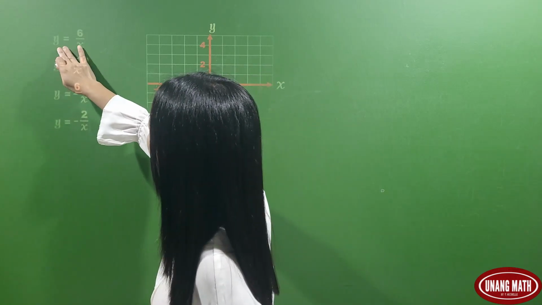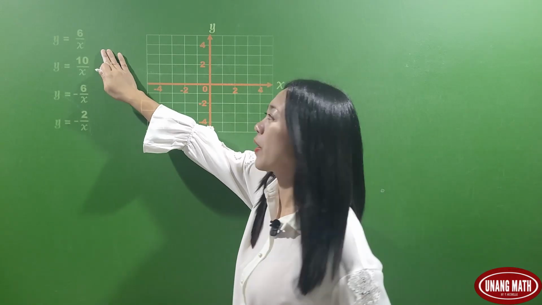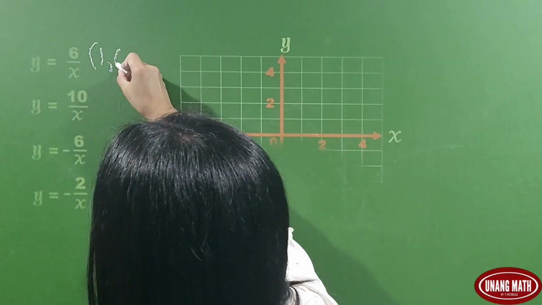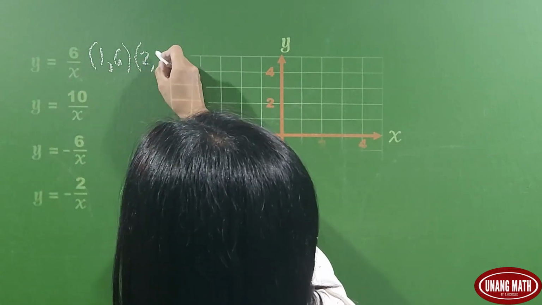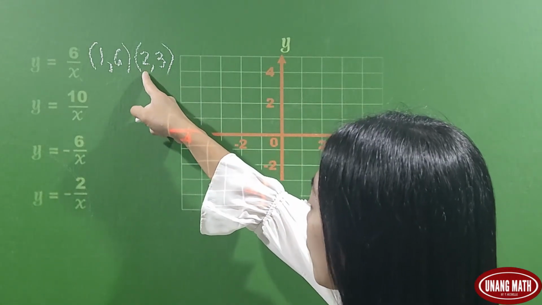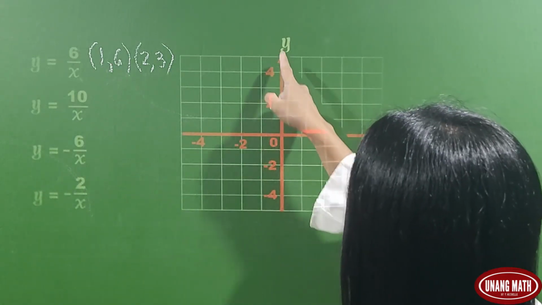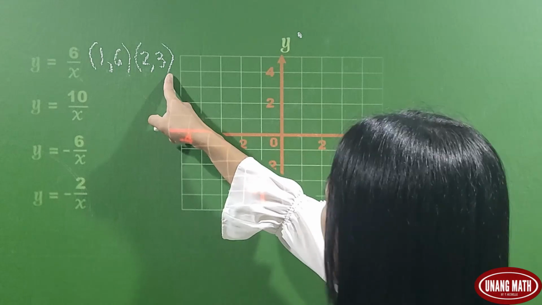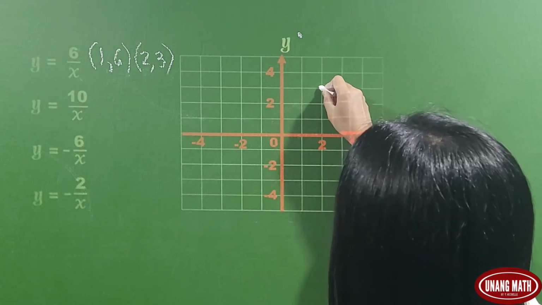Let's start with y is equal to 6 over x. First, we have to know the ordered pairs, or the x and y coordinates. If x is 1, then 6 divided by 1, that means y is 6. What about if x is 2? Then 6 divided by 2, then y is 3. If we plot these points in this coordinate plane, we have 1, 6, the point is here. Next, 2, 3. So 2 is the x-coordinate, 3 is the y-coordinate.